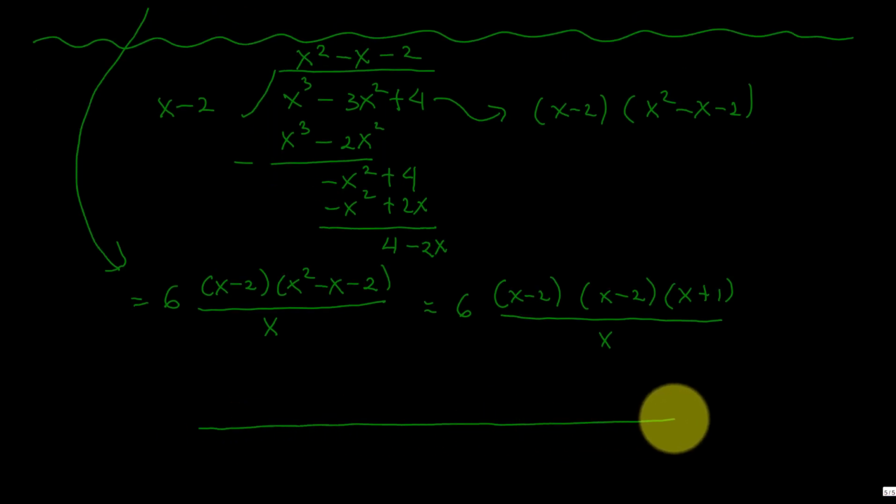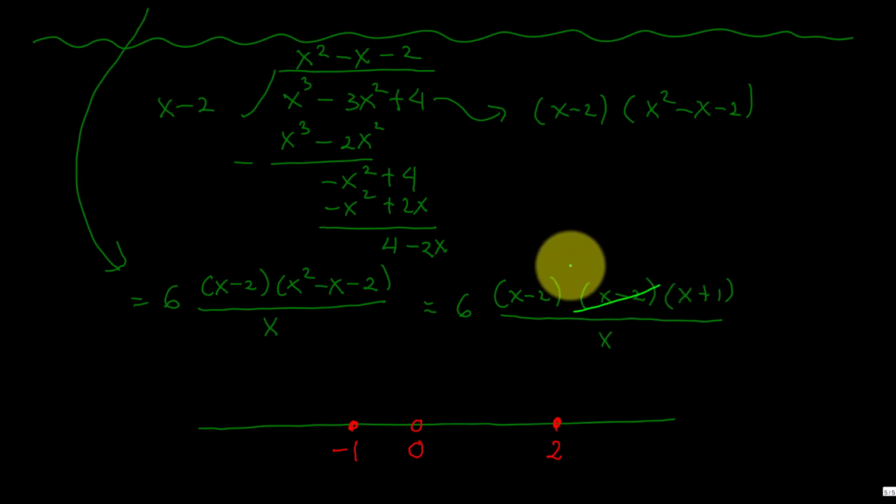So we make a real line, and we put on this real line all x such that the expression is equal to 0 or undefined. In particular, when x is equal to 0, it is undefined. When x equals negative 1, it is equal to 0. When x equals 2, it is also equal to 0. In fact, this can be combined as x minus 2 squared. So let's scratch one of these and put it squared there.